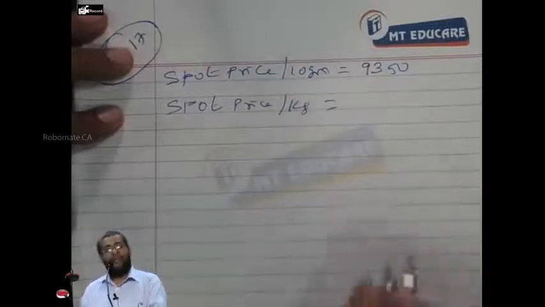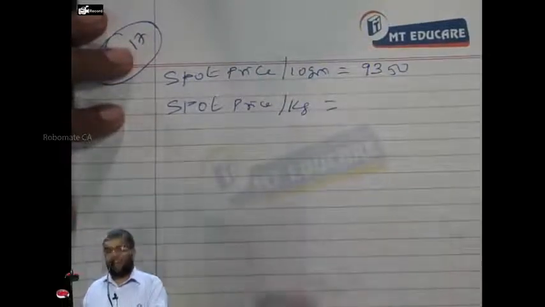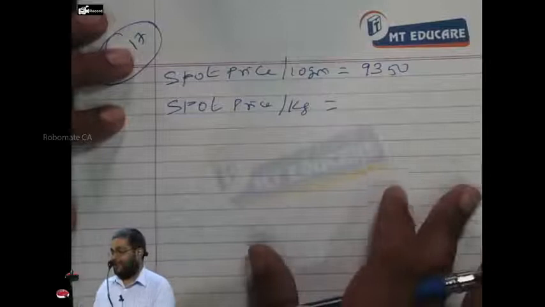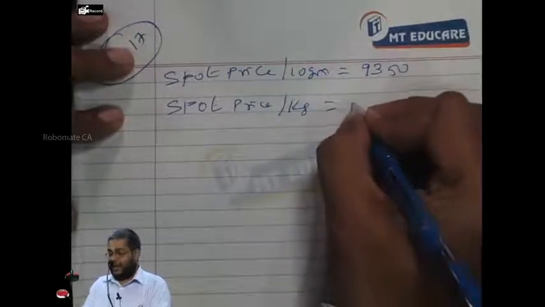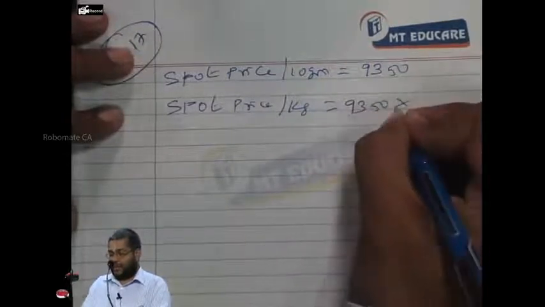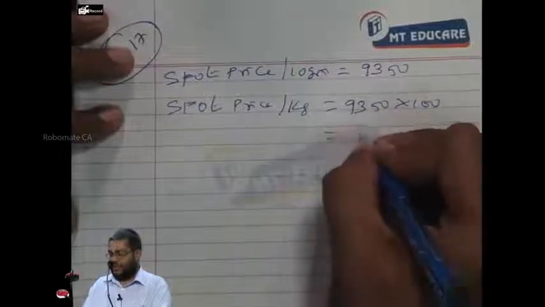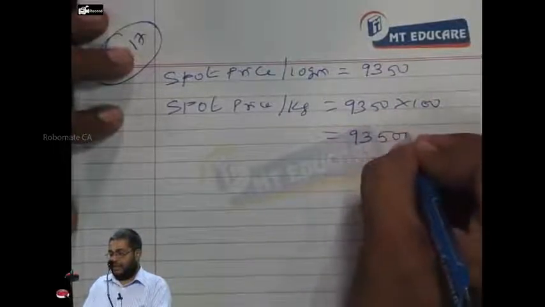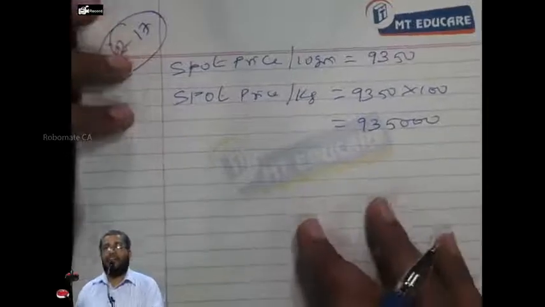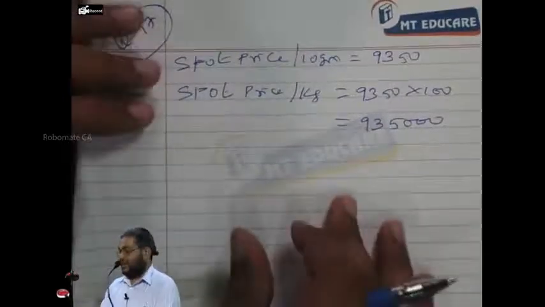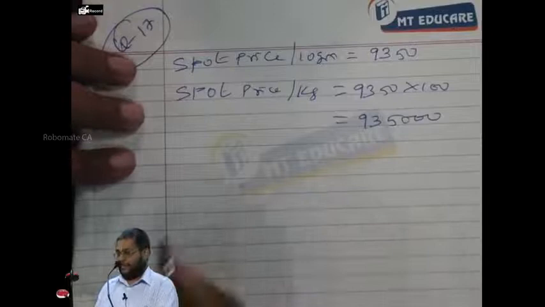Kg. How many grams in 1 kg? 1,000 grams. So I multiply this by what? 100. 9,350 into 100. What is it? 9,35,000. The spot price is 9,35,000. Can I proceed or not?